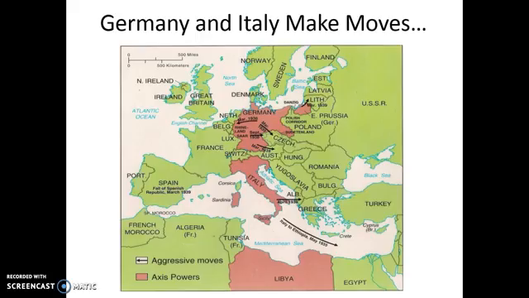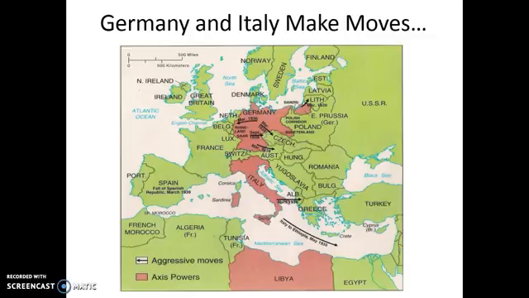In the mid-1930s and into the late 1930s, we start to see Germany and Italy taking aggressive action to invade bordering territories. And obviously Germany invading Czechoslovakia and parts of Austria, Italy invading Albania, Ethiopia, and Libya. These are issues that really called for other foreign nations to step in and stop them.